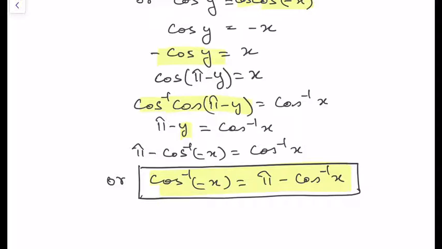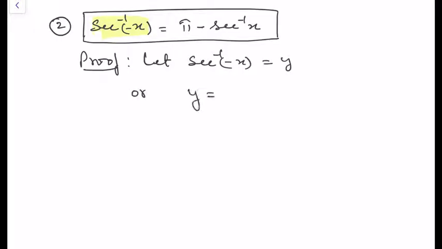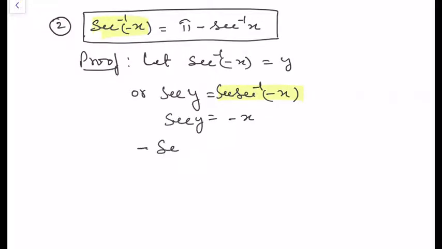Now a second property is sec inverse minus x is equal to pi minus sec inverse x. So to prove this, let sec inverse minus x be equal to y, or y is equal to sec inverse minus x. Now take sec on both sides. So sec of sec inverse minus x will be minus x, because sec sec inverse theta is theta. So sec y is equal to minus x, or minus sec y is equal to x.